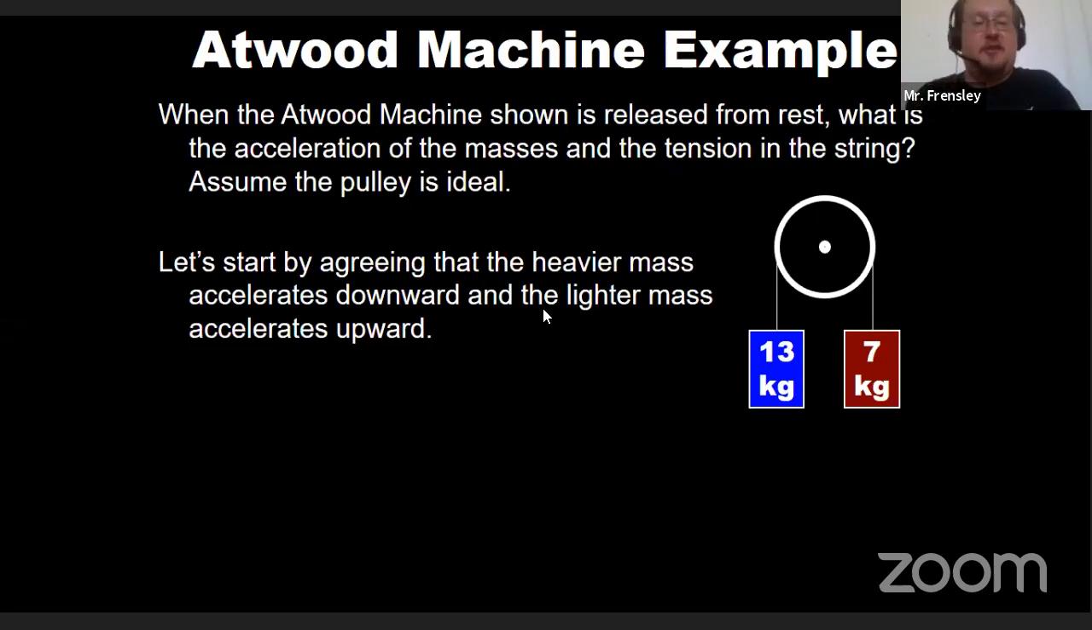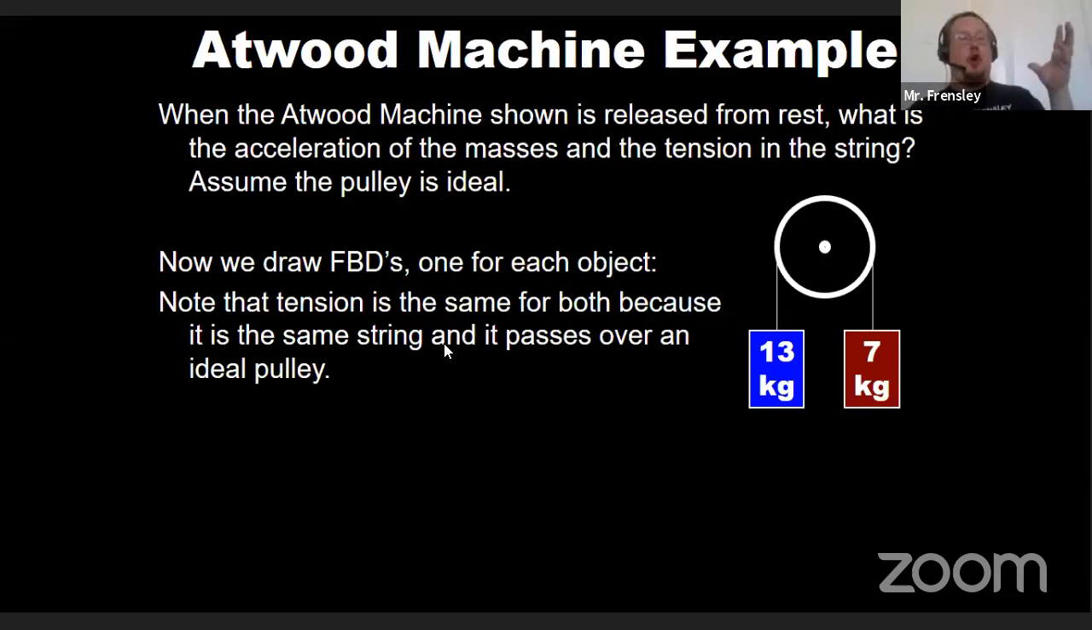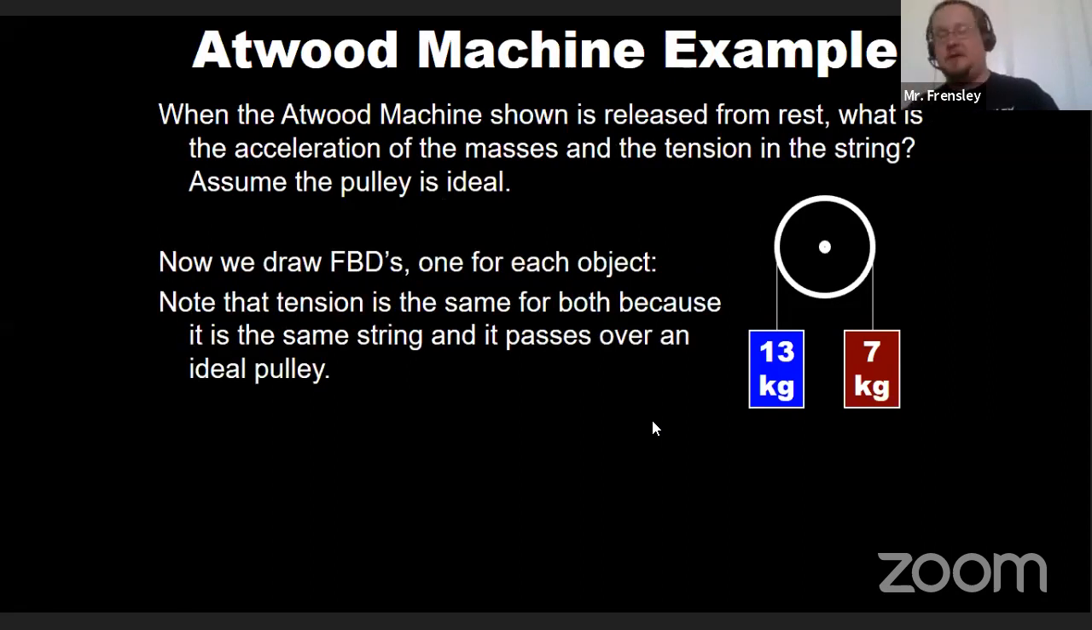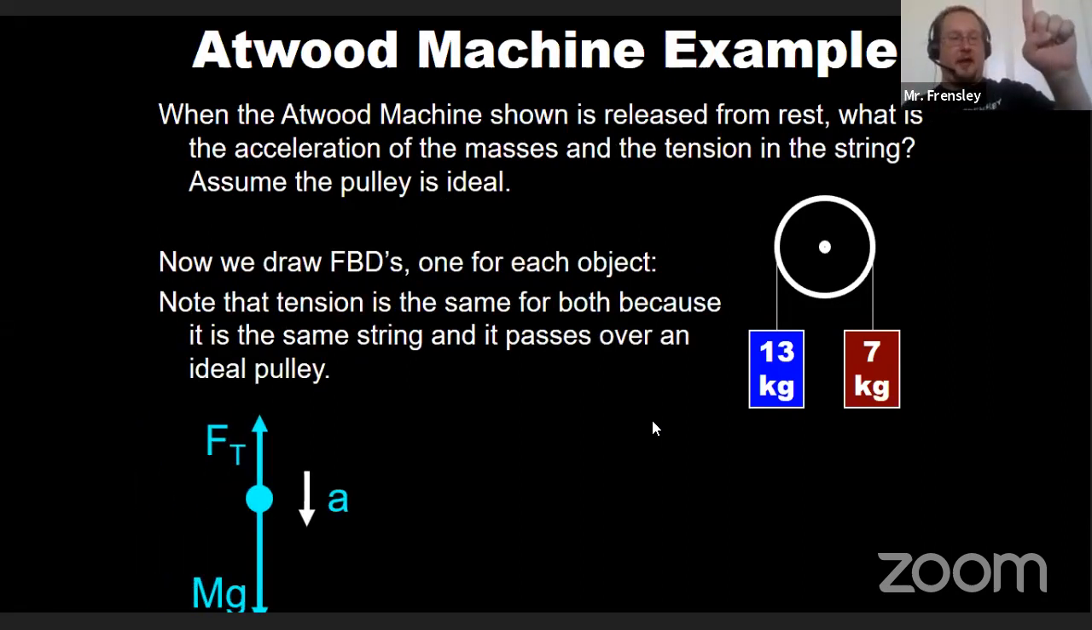So I'm going to draw, first of all, please, let's agree that the heavier mass is going to accelerate down, the 13 is going to accelerate down, the 7 is going to accelerate up. Okay, let's just get that across. So let's do a free body diagram for the 13. The 13 is going to have its mg down, its force tension up. Notice the mg is longer than the tension because it's going to accelerate down. I also draw acceleration to the side. It's not a force, but it's going to help me out, so I draw it to the side.